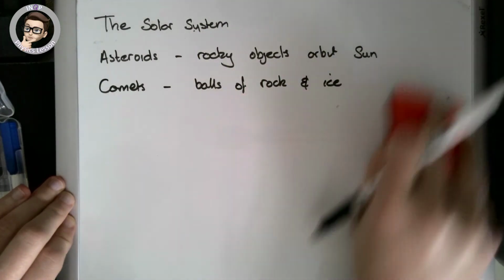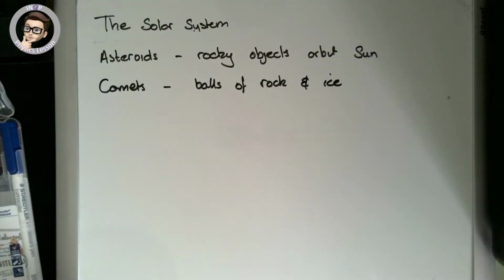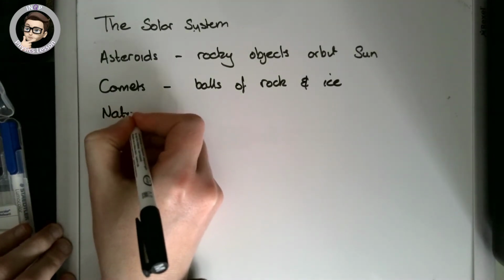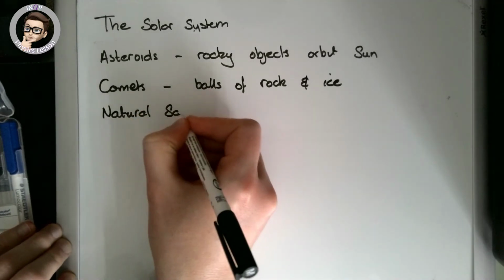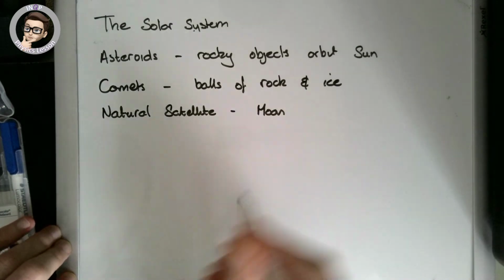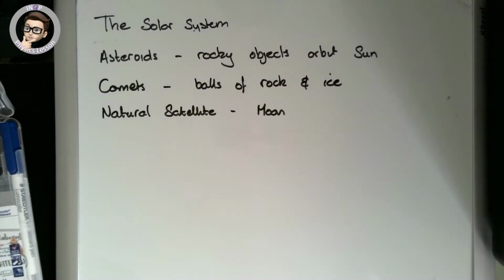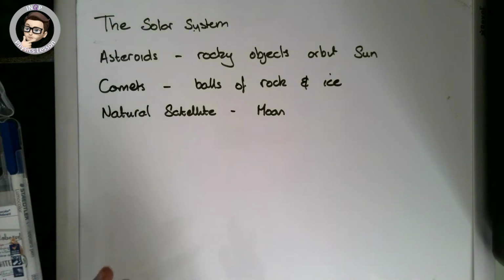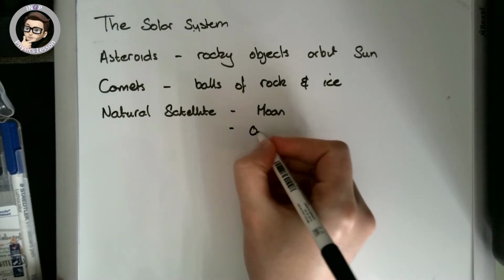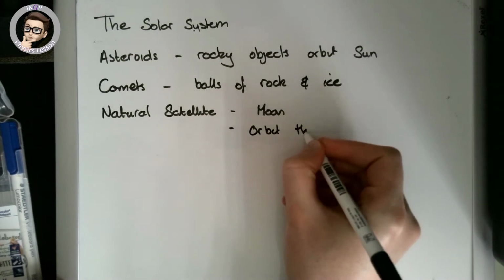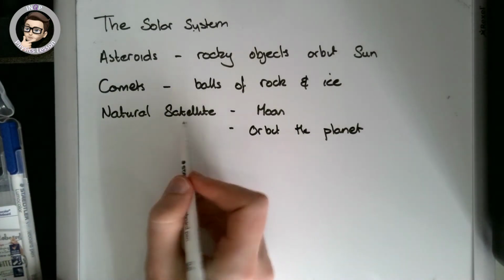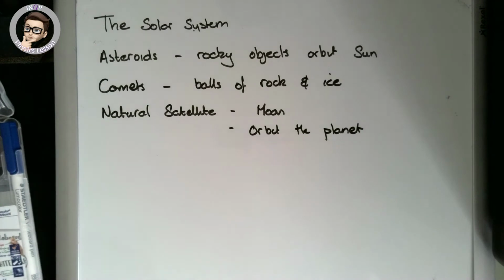Okay, so comets we've dealt with, asteroids, comets, and the last thing we need to cover is natural satellites. We have one natural satellite around the Earth, and that is the Moon. There are numerous around Jupiter, numerous around Saturn, 3 or 4 around Mars. Moons are natural objects that orbit the planet, hence the natural satellite. A normal satellite would be something that would deliver your Sky TV.